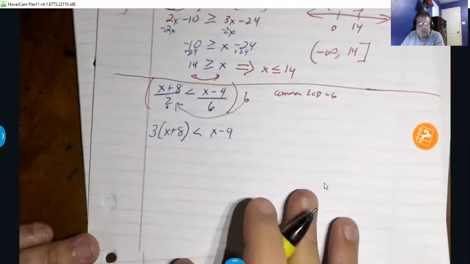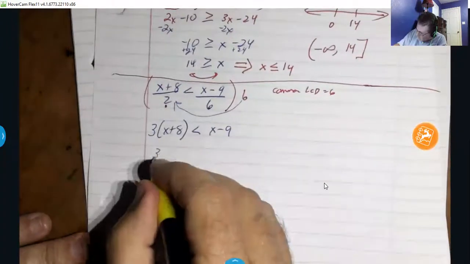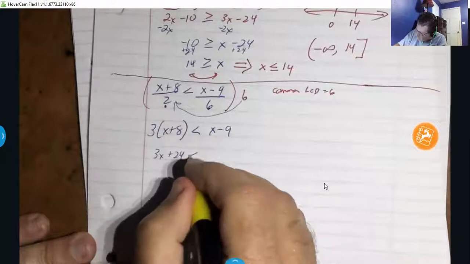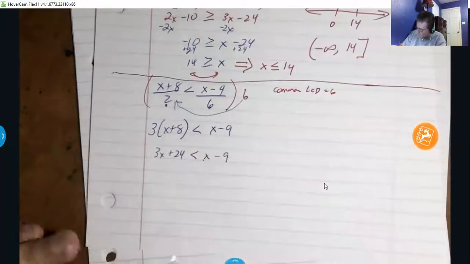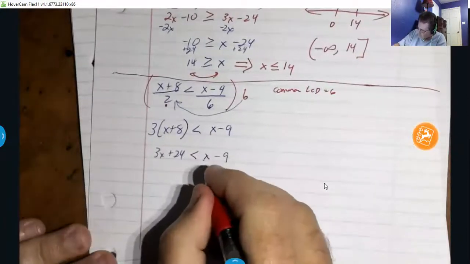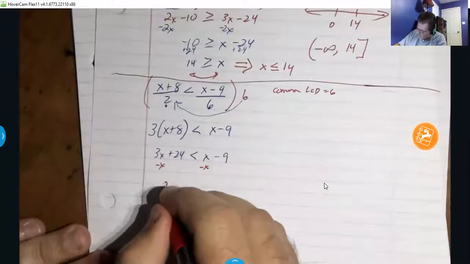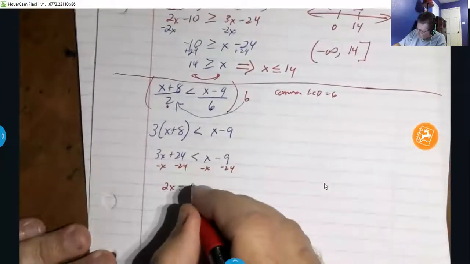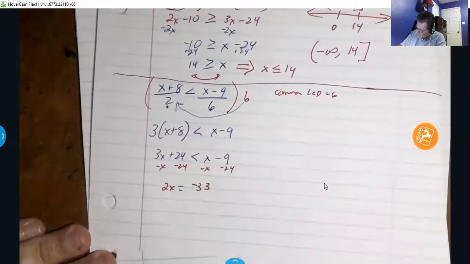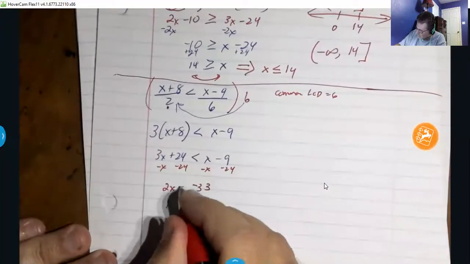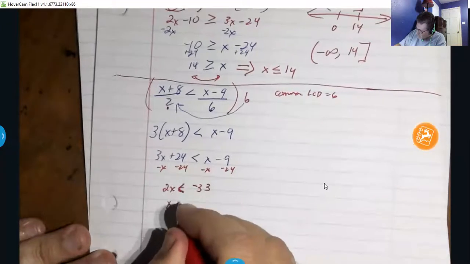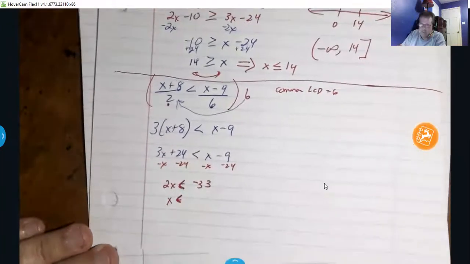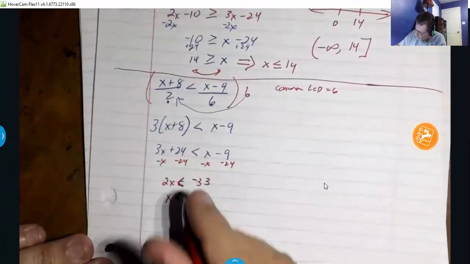Okay? So now I distribute. 3x plus 24 is less than x minus 9. Do your algebra skills. It's 2x. Subtract the 24. We get negative 33. And so x, whoops, there's a less than symbol. Less than symbol. Don't forget that. You can lose that pretty quick.